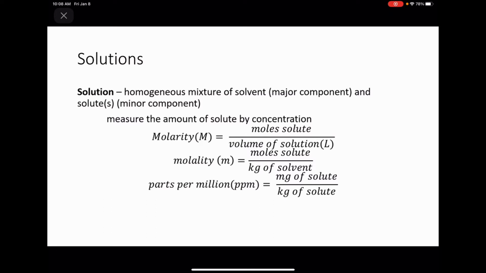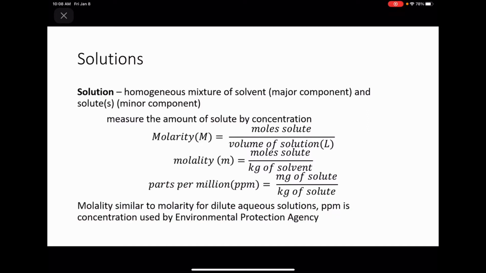So parts per million is milligrams of solute divided by kilograms of solution. That should say solution, not solute. So milligrams to kilograms is 10 to the 6th, so it's 1/1,000,000th of the total mass.